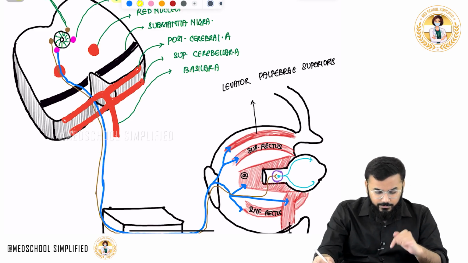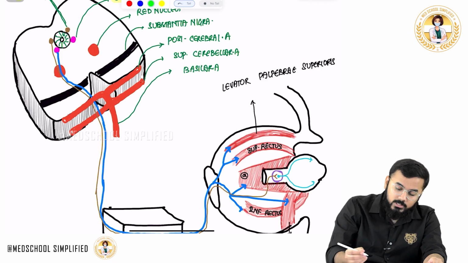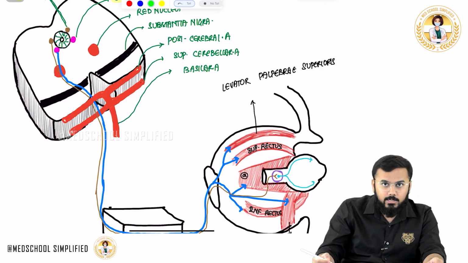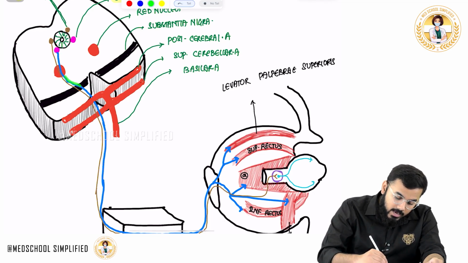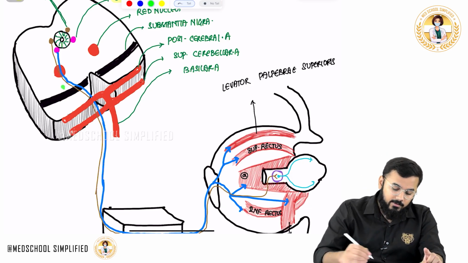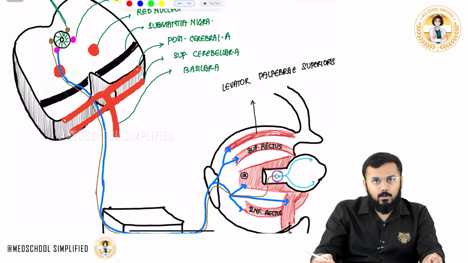This oculomotor nerve initially passes over the red nucleus, and then it passes through the medial half of your substantia nigra. If I divide the substantia nigra into two parts, this is called the medial half and this is called the lateral half.